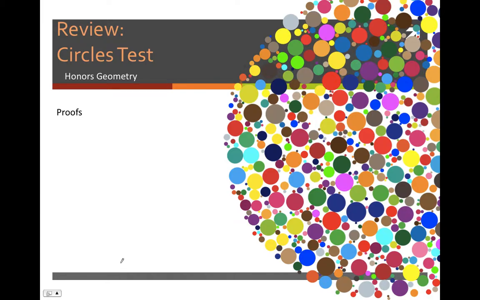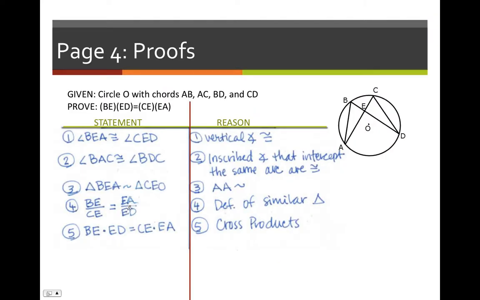Okay, the last portion of your review is on proofs, using proofs in circles. So I've gone ahead and written out this just to save us time, and I'm just going to go over kind of the highlights. So circle O with chords AB, AC, and you see these chords, okay?